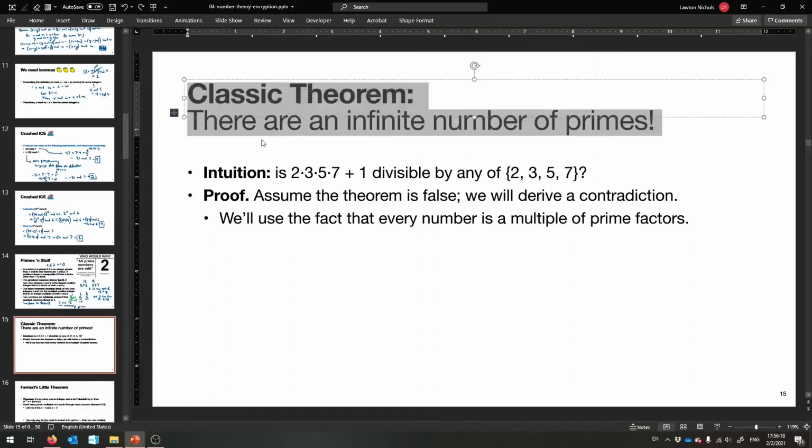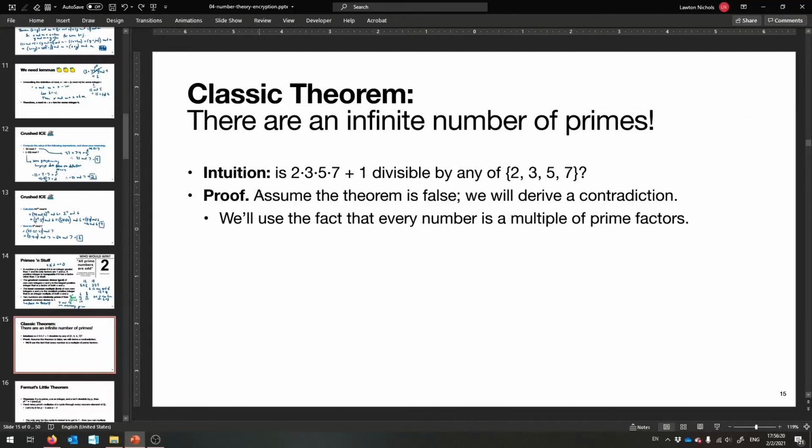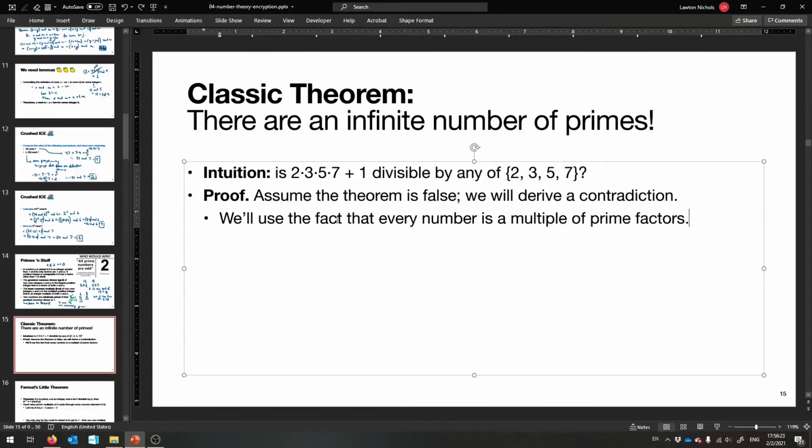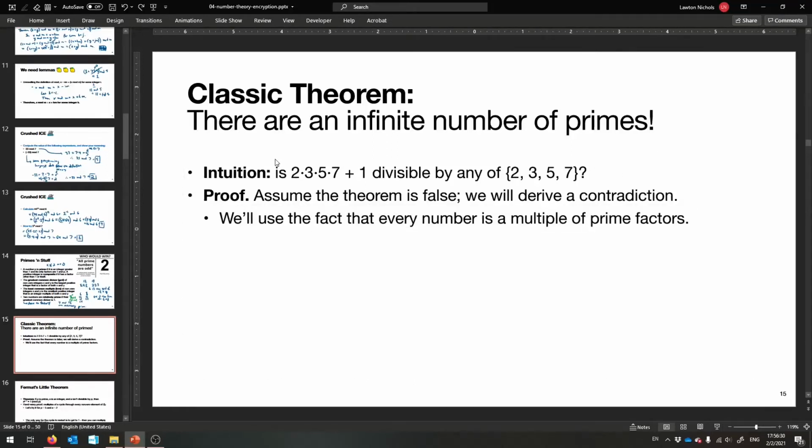So now let me show you the proof. There are an infinite number of primes. We're going to prove it by contradiction. So let's assume the theorem is false. And in our proof, we're going to use the fact that every number is a multiple of its prime factors. That's an obvious thing. Okay, so proof, let's do this. By contradiction, so assume there are a finite number of primes, and you can list them all. That means you can write them all down if you had enough time. Maybe there's a large number, but there's a finite number.